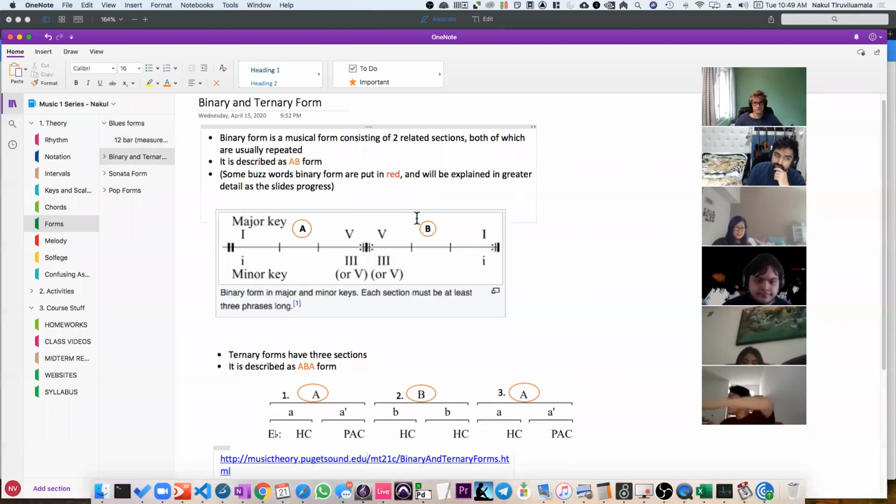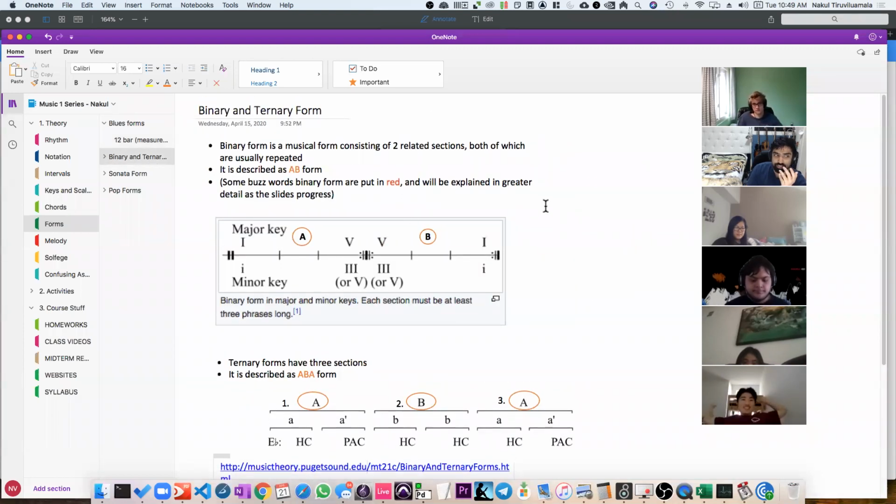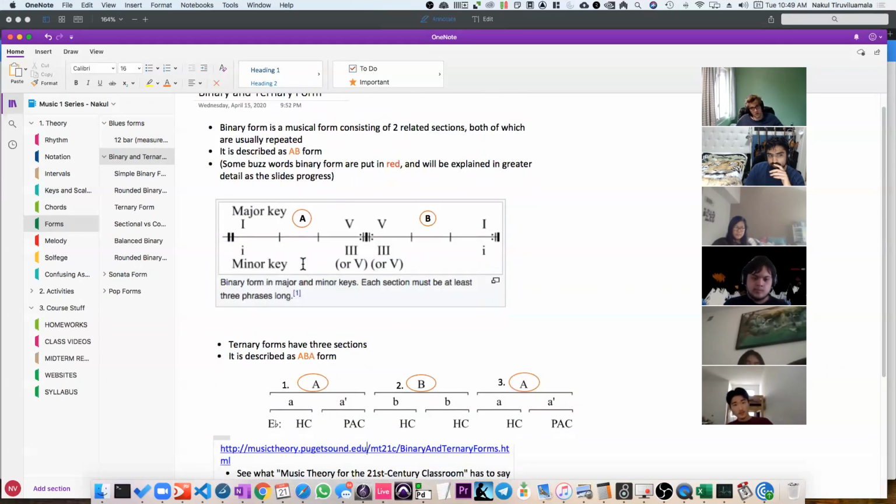We've got a minute left, but I will say this. This is actually what I wanted to talk about today, but I didn't get a chance to. We'll talk about this next time. Another form that you could have is called binary form, okay? Binary form is described as A-B form. So you have one section, and then you have a contrasting section. You have an A section and a B section, essentially.